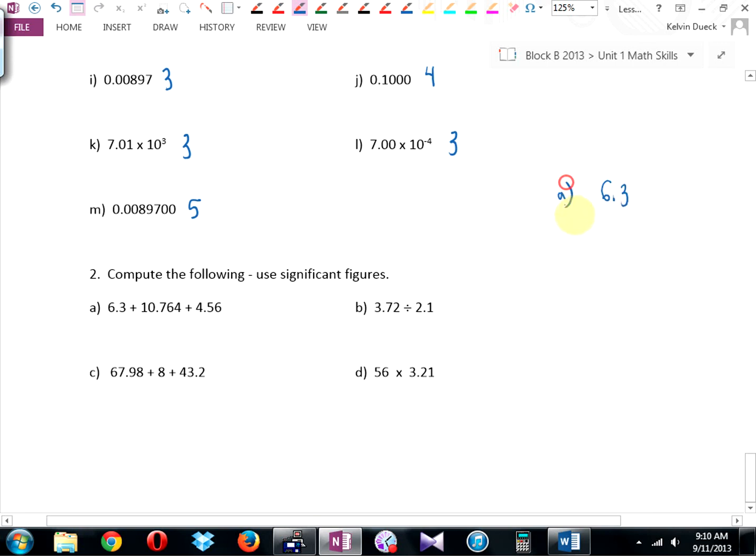I would go, okay, 6.3, keep my decimal point lined up, 10.764, and 4.56. And I would say to myself, it looks like my first blank is going to be right there. I'm going to round off to 1 decimal place, it looks like. And you'll notice I didn't say 1 sig fig, I said to 1 decimal place.